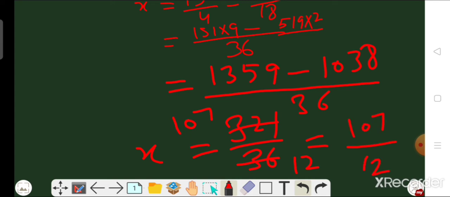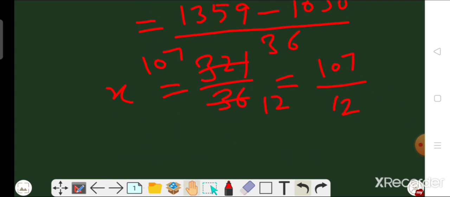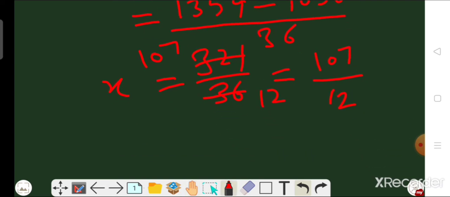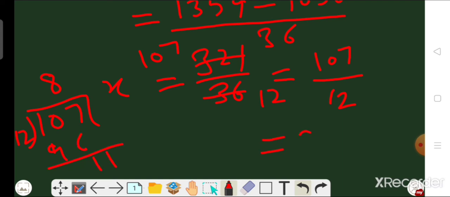Now we can change this improper fraction into a mixed fraction again by dividing. When you divide 107 by 12, you will get quotient 8 and remainder 11. So this is equal to 8 and 11 by 12. This is the solution of your 12th question, beta. Okay, I hope you will get it.